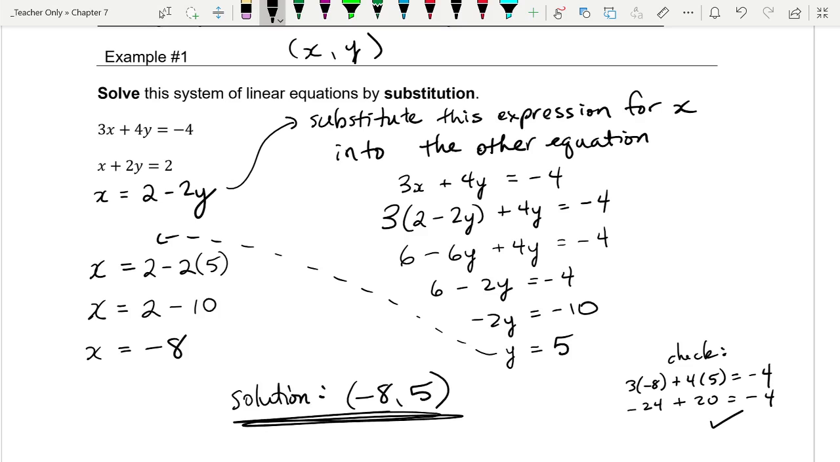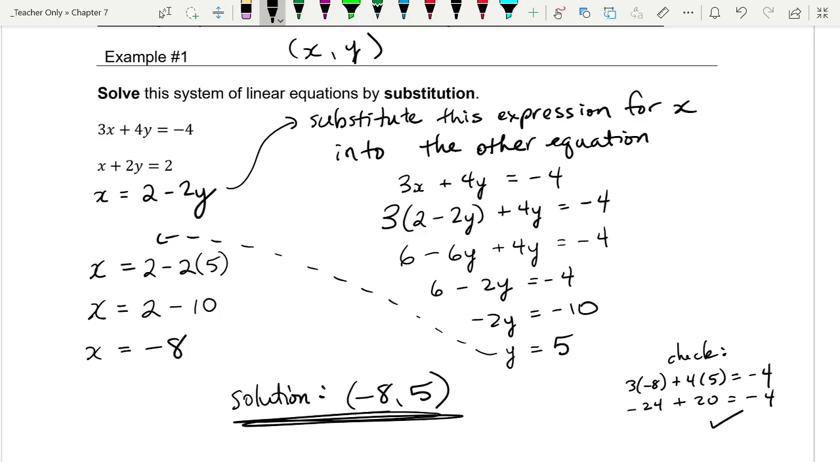Is that less work than graphing it and hoping that your lines land nicely on the point -8, 5? We have a question: do you always have to check? If I tell you in a test question, then we want to see it. But if we don't tell you, it's kind of your call.